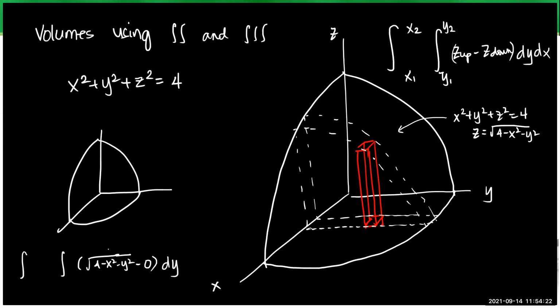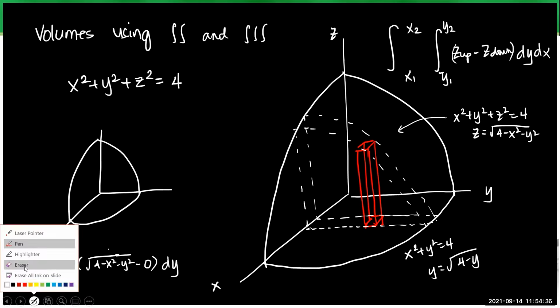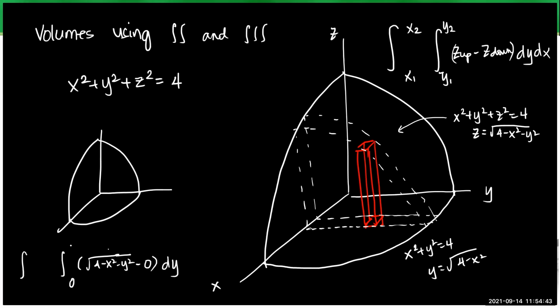Yung y, saan ba siya? Magta-travel papuntang y, sideways. Isn't it that the floor is x squared plus y squared equals 4? Therefore, y is the square root of 4 minus x squared. E di ito, 0 hanggang root of 4 minus x squared. And then the other one is 0 up to, travel forwards and backwards daw, along x. So, 0, 2. Diba?